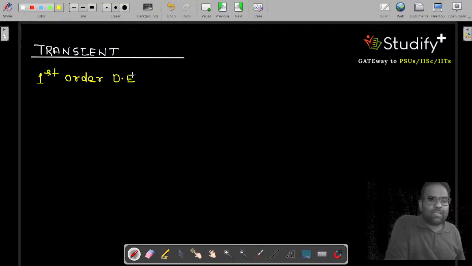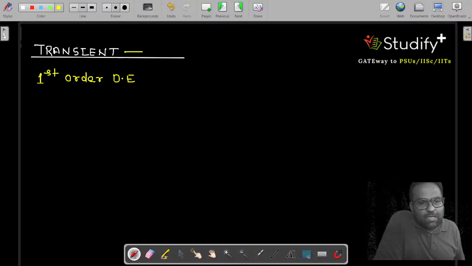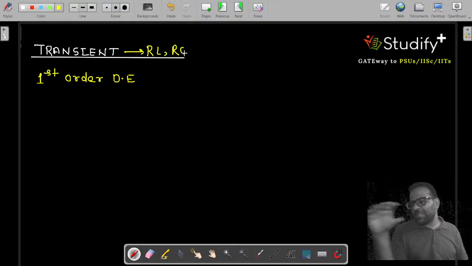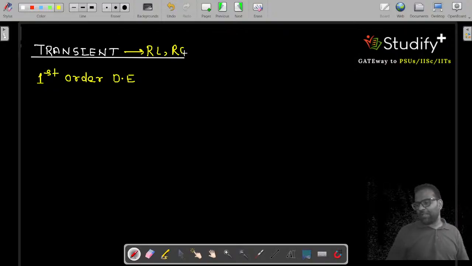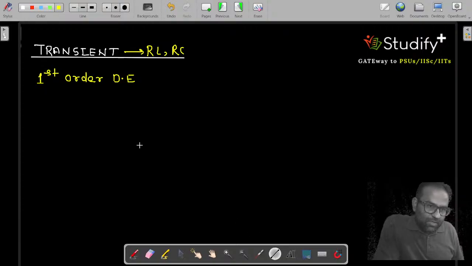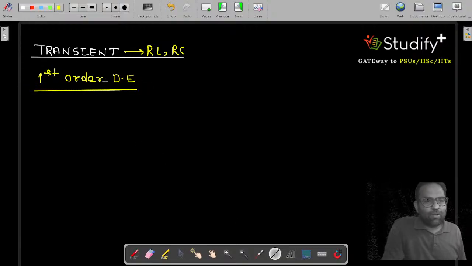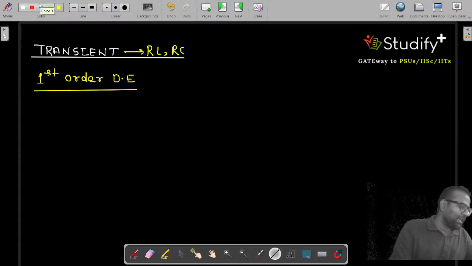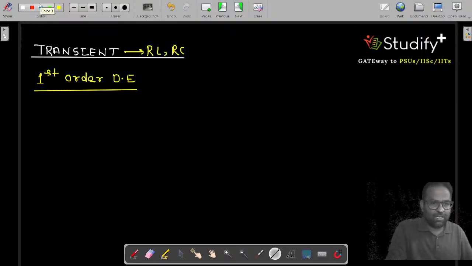In transient analysis, we will analyze RL and RC transients. RL is a first order differential equation, meaning the highest derivative available in the differential equation is equal to 1. So we will talk about the first order differential equation in the transient. This is type 1 of our analysis. We will go for the second order also, but right now our focus is on the first order analysis.